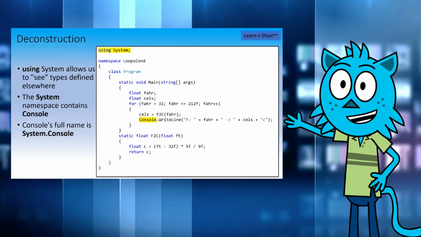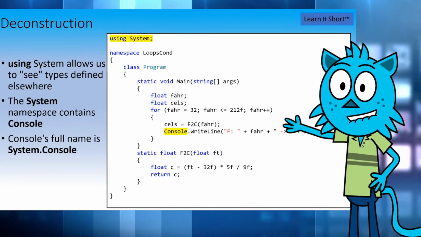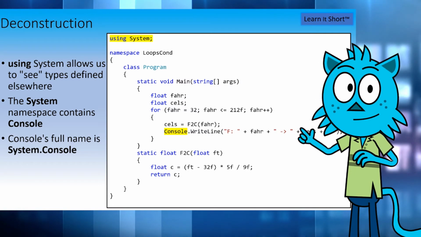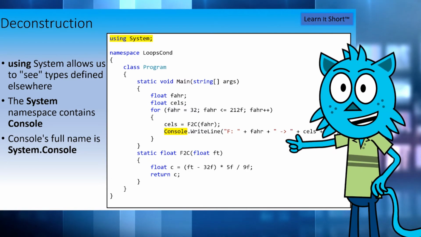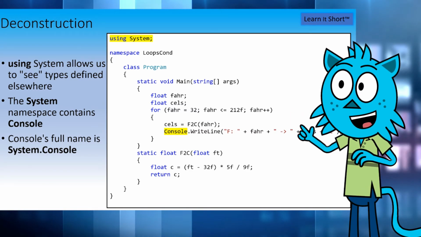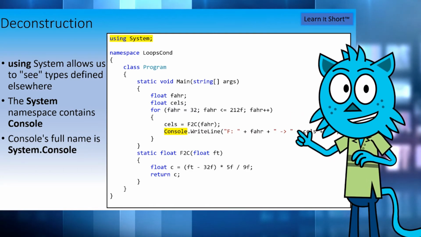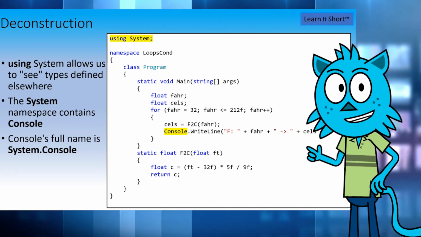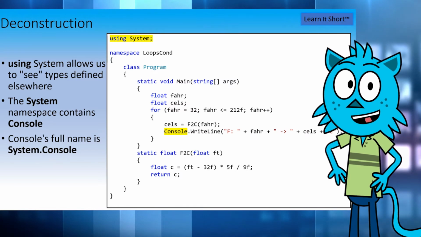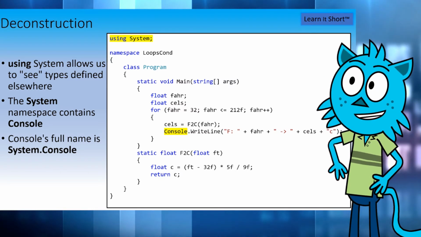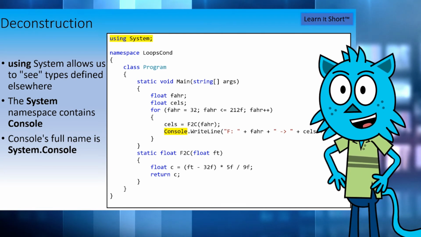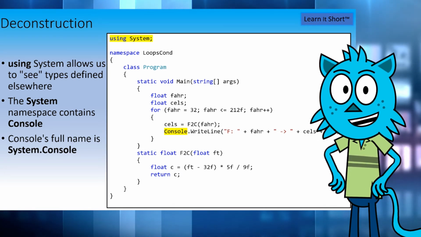This is our entire application, where our entire file is shown right here, and I'm just going to tell you what all the different things about it mean. We're looking at it all at once. So the first thing at the top, using system, this allows us to see types that are defined elsewhere. The system namespace contains a class named console. So you see, we're just saying console, but really console's full name is system.console. So when we say using system, we can just use its nickname, console. We don't have to say its full name.